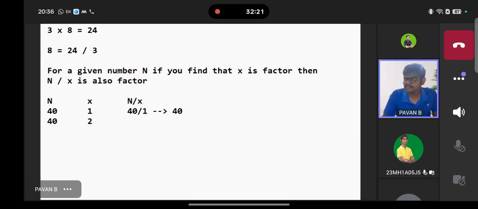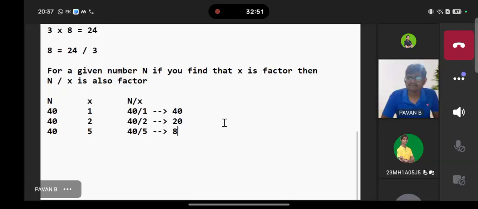Now x is 2. If x is 2, now what I'm saying, n by x is also a factor, right? N by x means 40 by 2. 40 by 2 is what? 20. Correct or not? 20 is the pair buddy, right? 2 into 20 is 40. Now what else are the factors? 5 is a factor, right? For 40, 5 is a factor. If 5 is a factor, then what? 40 by 5. What is 40 by 5? 8 is a factor. Yes or no, guys?